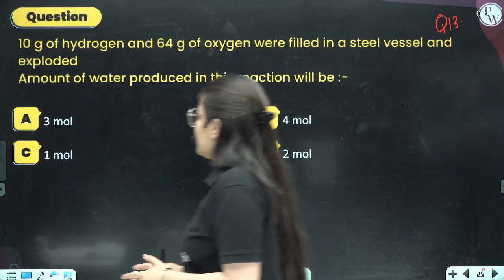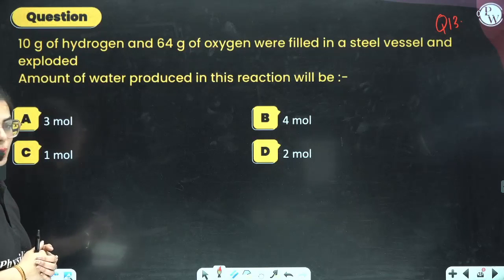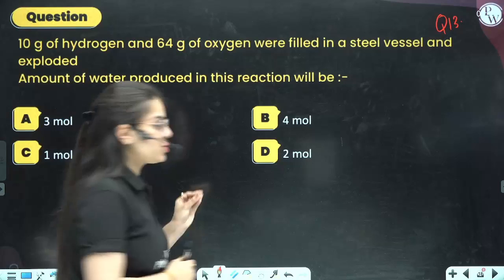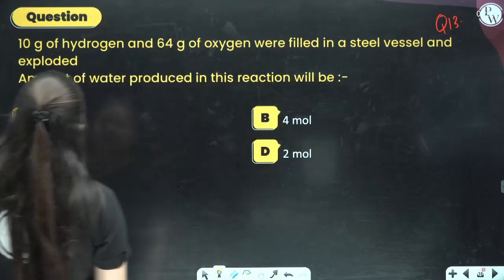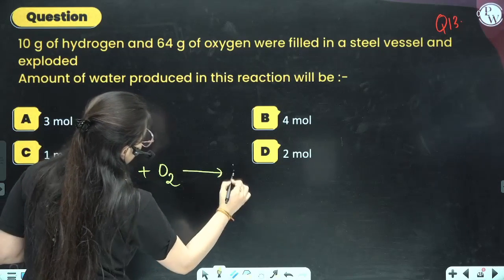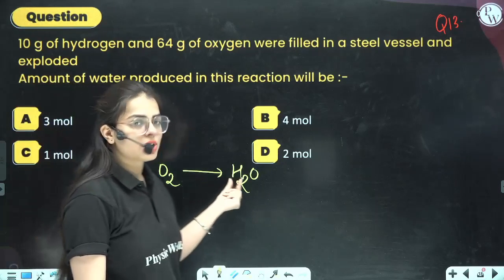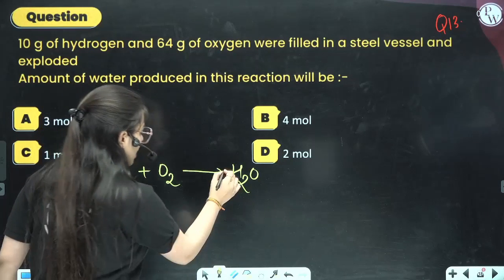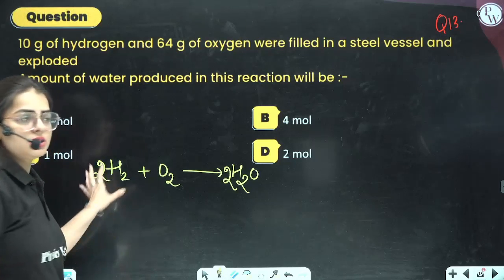Okay. So 10 grams of hydrogen and 64 grams of oxygen were filled in a steel vessel and exploded. Amount of water produced in this reaction will be what? Now just understand this over here. Hydrogen, when reacted with oxygen, produces water. Let us balance this equation first of all. In the reactant side 2 hydrogen, in the product side 2 hydrogen. In the reactant side 2 oxygen, while in the product side only 1 oxygen. That means we are going to multiply it with 2. Now hydrogen became 4, so we are going to multiply it with 2. This is the balanced equation.